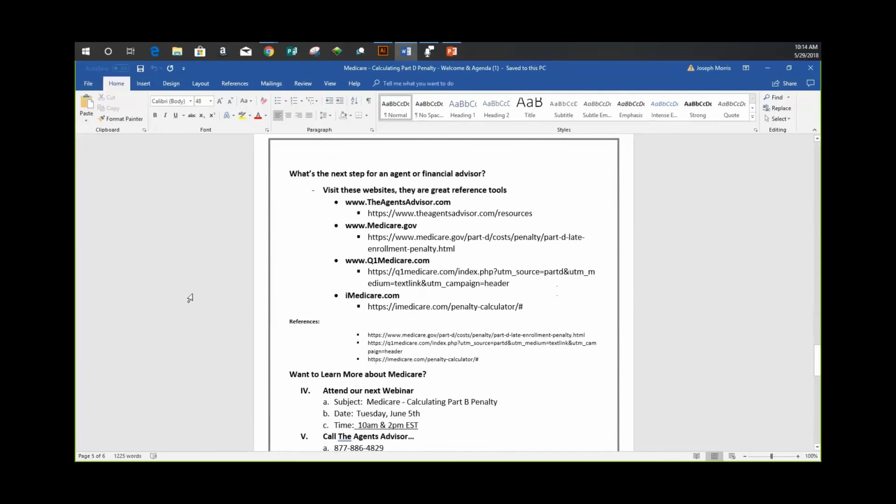So hopefully that helps you kind of get an idea of what that is in terms of 1%, the national base beneficiary premium, and how to calculate it by the number of months and so forth.